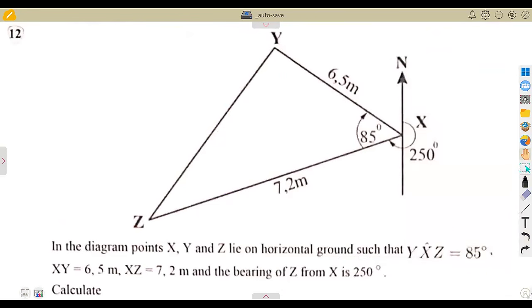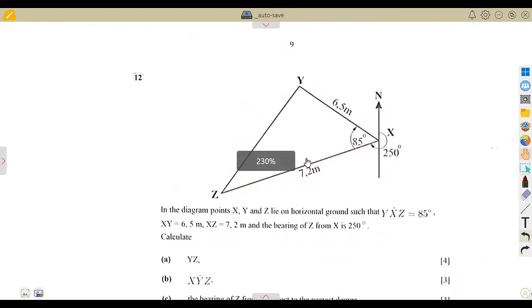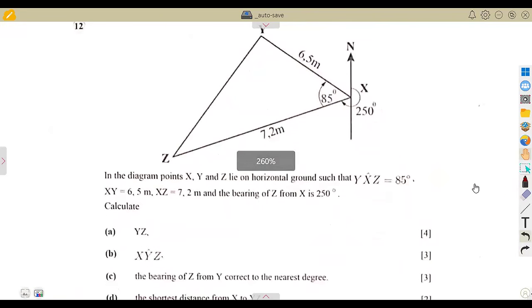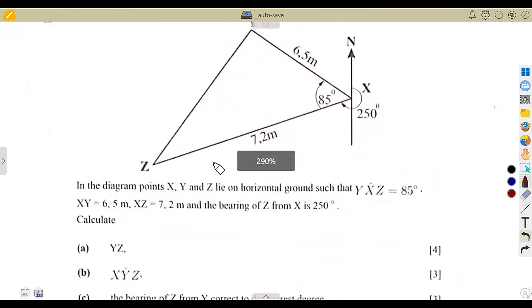All right, then question number 12. This is bearing, solving triangles at the same time. You are given this diagram. These are points on horizontal ground, an angle of 35 degrees, 85 degrees inside the triangle, and 250 degrees, which is the bearing of Z from X. Then the dimensions 7,2 and 6,5.